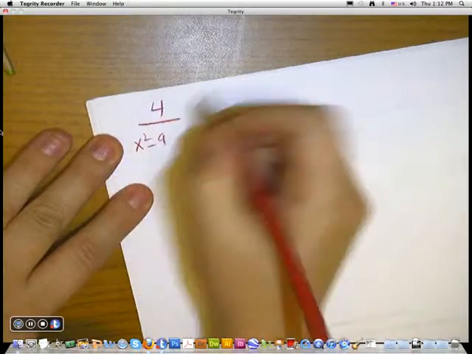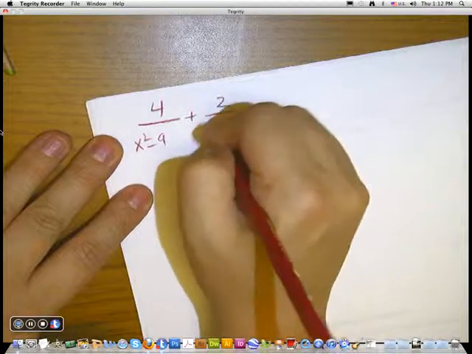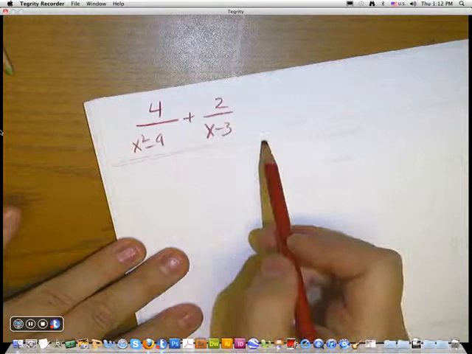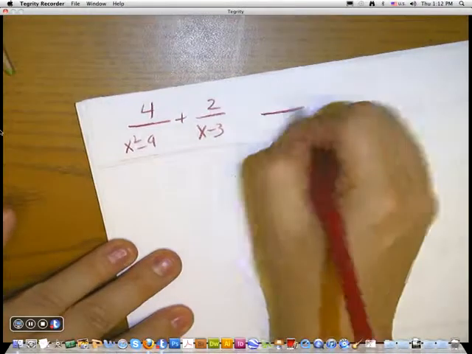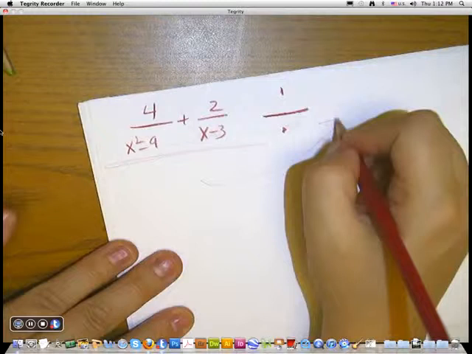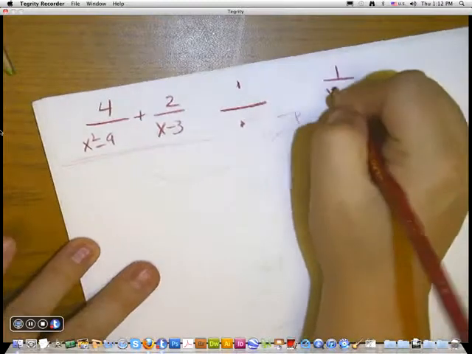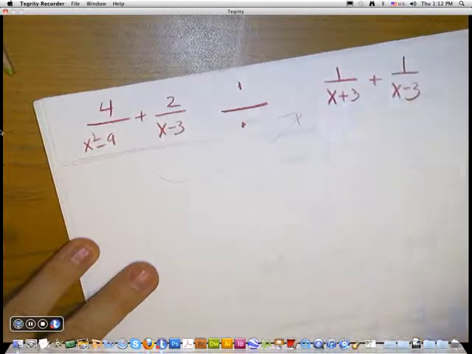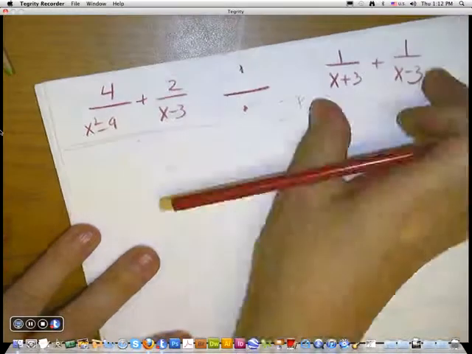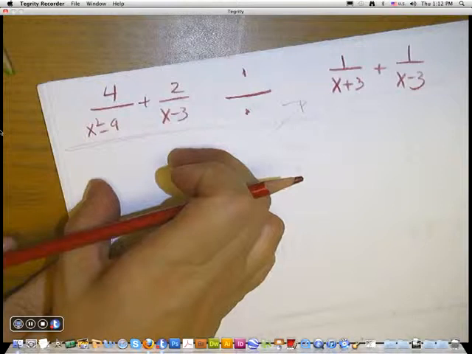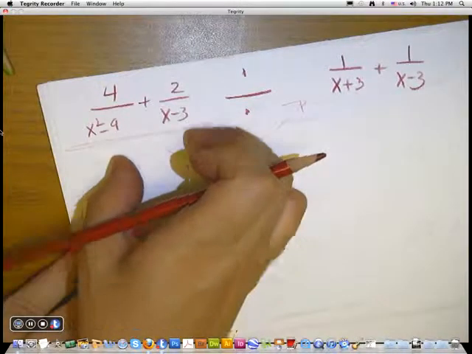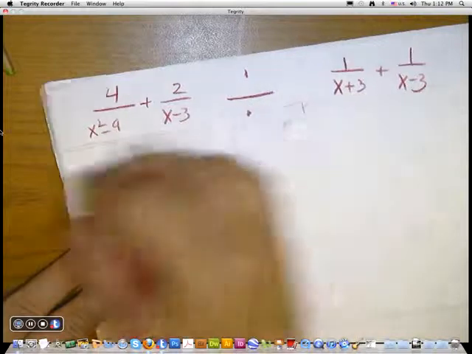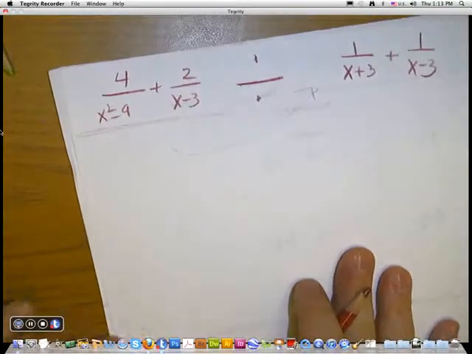4 over x squared minus 9 plus 2 over x minus 3. Big divide, because this is going to be my fraction here. But I'm going to move it up so that it's 1 over x plus 3 and 1 over x minus 3. Okay, so all of this was below here for a fraction. Fraction within a fraction. But put the big divide, rewrite it horizontally. Don't rewrite the problem twice.